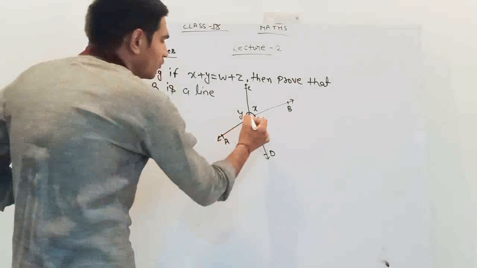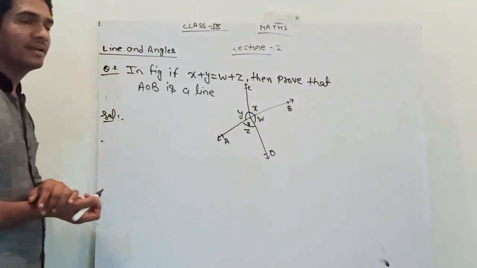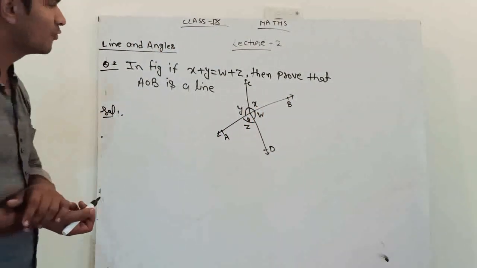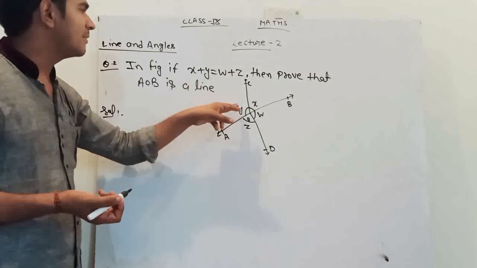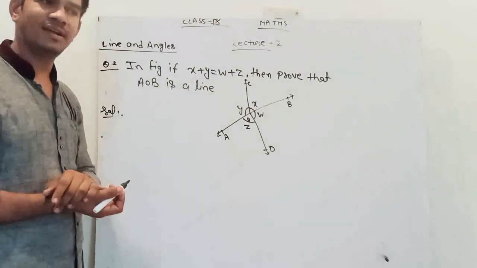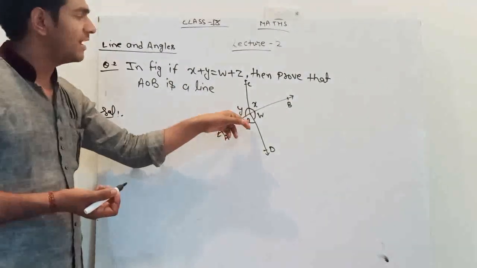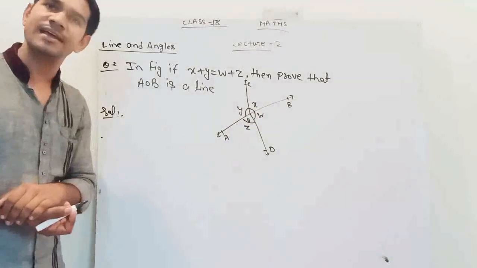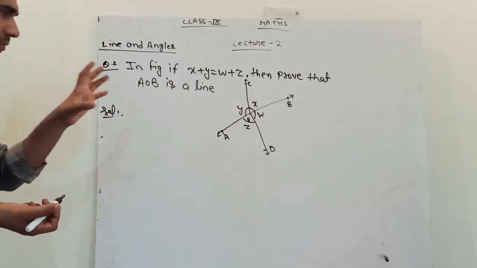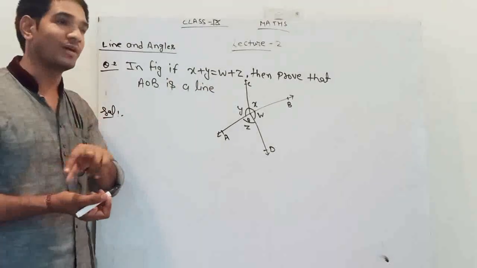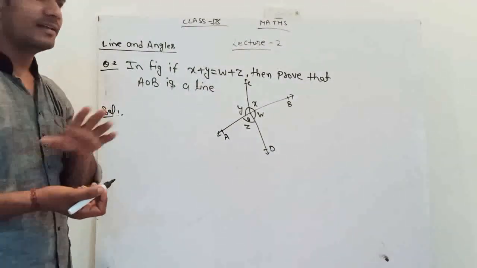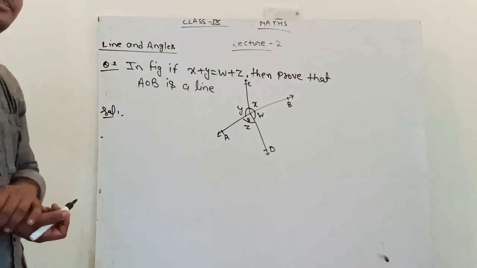So how will we prove that AOB is a straight line? Straight line proof karne ke liye kya proof karna hoga? Either y plus z is equal to 180 degrees, or z plus w is equal to 180 degrees. Okay, if we prove that the sum of two angles is equal to 180, that means the given line is a straight line.